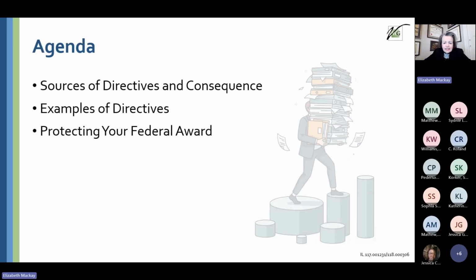So for our agenda today, we'll discuss where these different directives, as I call them, are coming from, as well as their status and their significance. We'll give real-world examples of these different requirements or guidelines. And then probably most importantly, we'll outline some suggestions for protecting your federal awards in this unsettled environment.